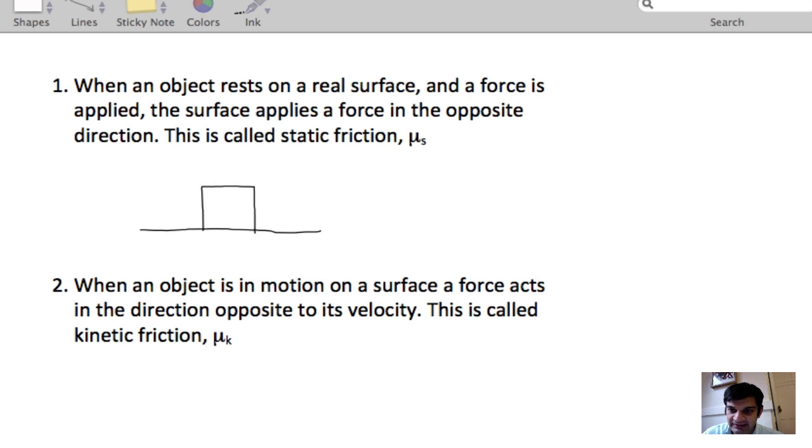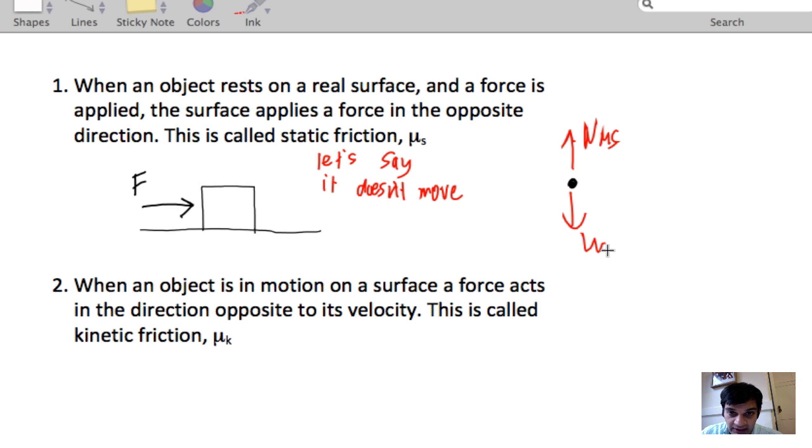And let's say, for example, that we apply a force to push this box like this. So there's a force. And what we're saying here is, in this situation, let's say it doesn't move. So I'm pushing with a force F, and the box simply doesn't move. And of course, if we were to draw a free body diagram of the situation, what we'd have is a point representing the box, and we'd have our usual normal force, and we'd have our weight, and of course we'd have our applied force F.